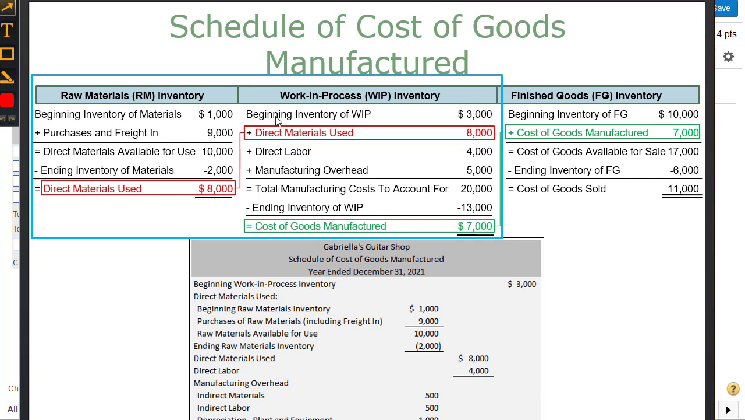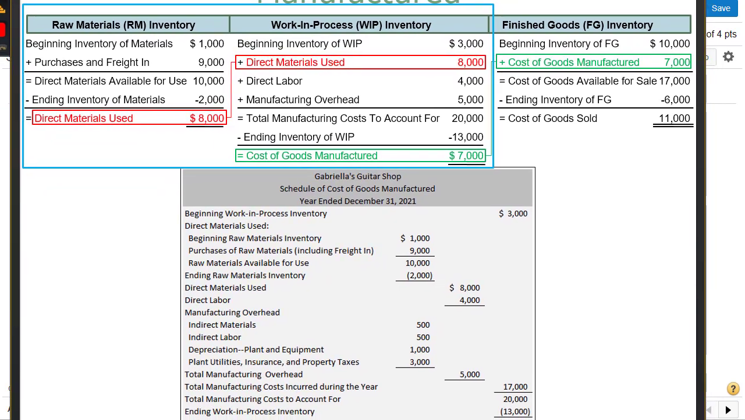So again, here are the same formulas up above, and from there, the schedule of cost of goods manufactured, which is down here, is just this combined with raw materials. So we start up here with beginning work in process, 3,000 right here. And then what's after beginning work in process? Direct materials used. And how do we calculate this direct materials used? We just take this information and plug it in here.